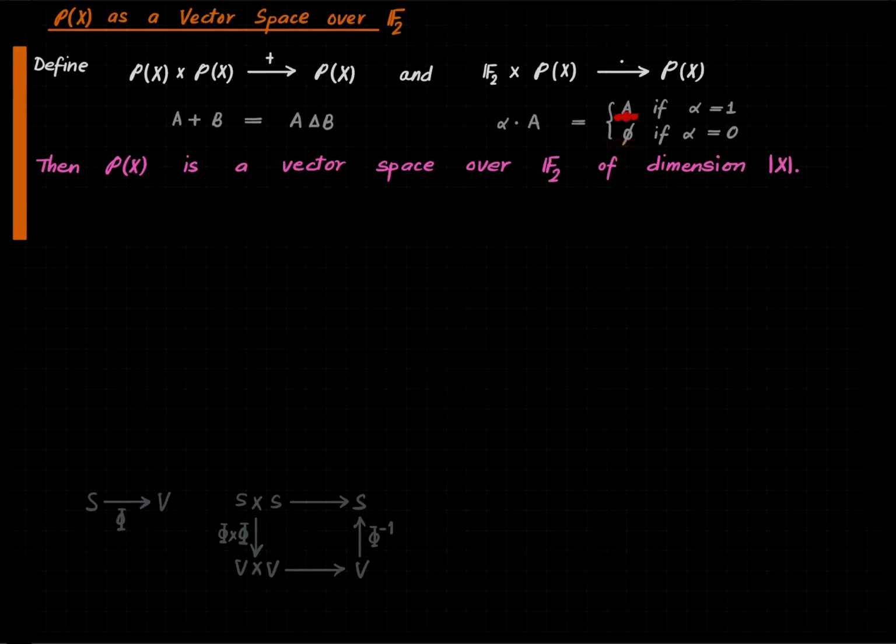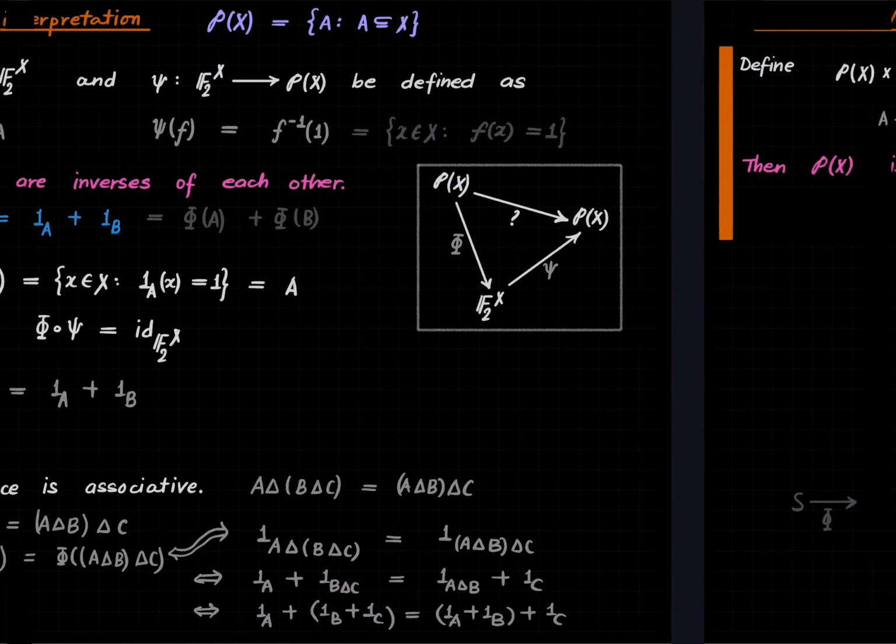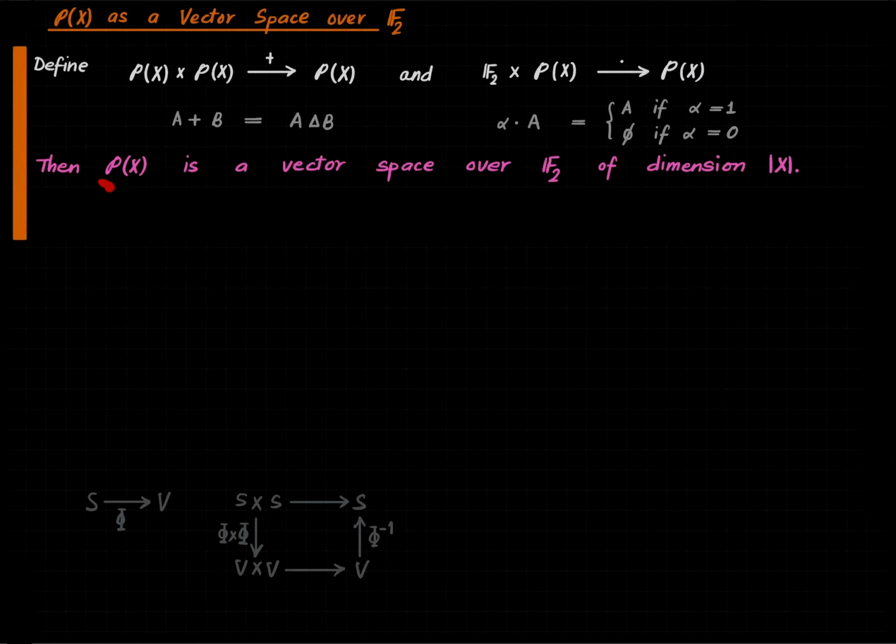And the scaling is defined in the most natural way. If you have a set A, you scale it by 1, you get the set A back. If you scale it by 0, you get the empty set. Right? If this is a 1, you get A. If this is a 0, you get the empty set. So that is how we will define scaling. We are just pulling back the scaling on F2 to the X. Think about it. Okay, and that makes the power set a vector space over F2.